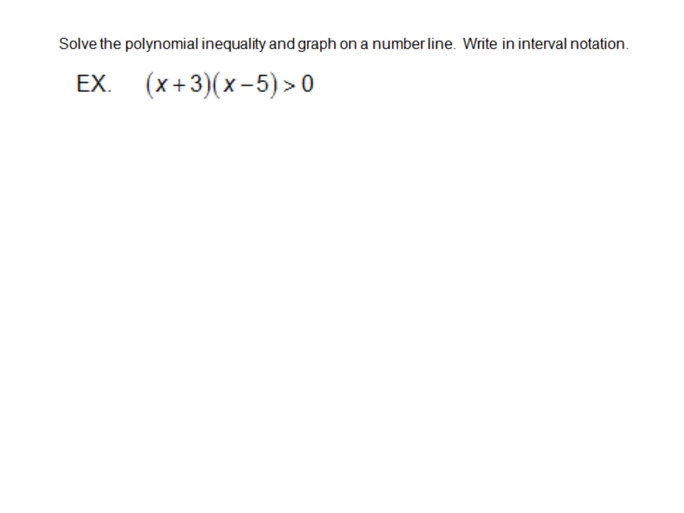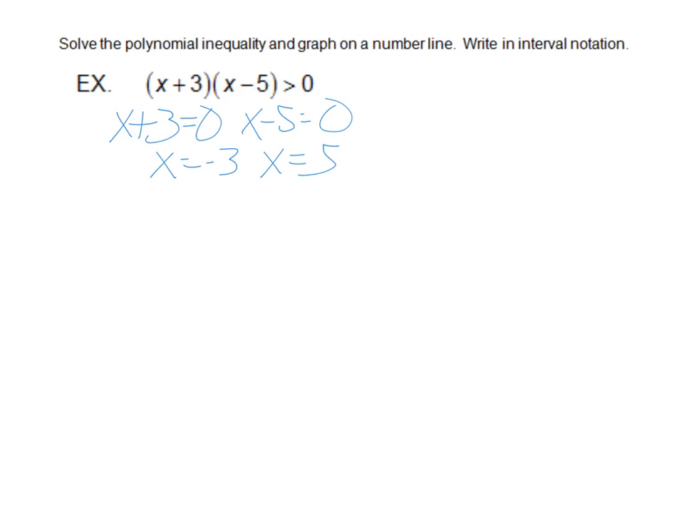So our first one says solve the polynomial inequality and graph on a number line. Write in interval notation. So this one's already factored for us. To start off, we're going to set each factor equal to 0 and solve. X plus 3 equals 0, x minus 5 equals 0, x is negative 3, x is 5. So these are the zeros from the graph. If we graph this, this is where our polynomial would cross the x-axis. So we need to see if our function is positive or negative all around those two zeros.